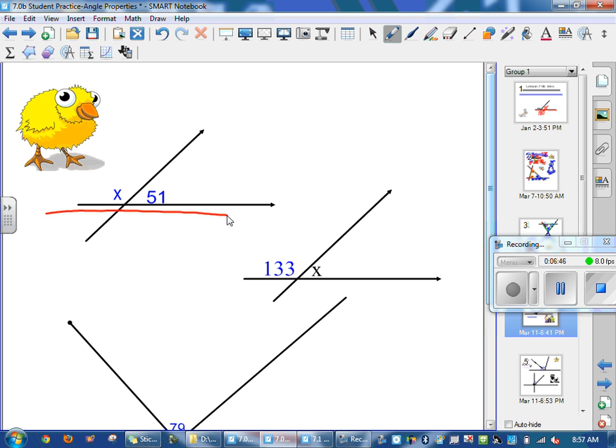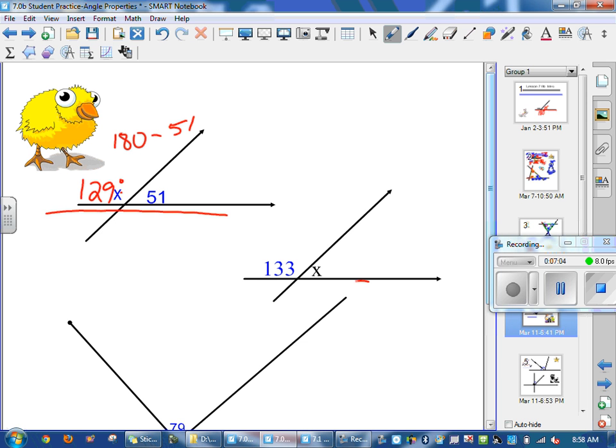Supplementary. Okay, they are supplementary if they add to 180. If they add to 90, they're complementary. So we're going to take again 180 minus 51. How big is that guy there? 129. Good. Over here, same rule.